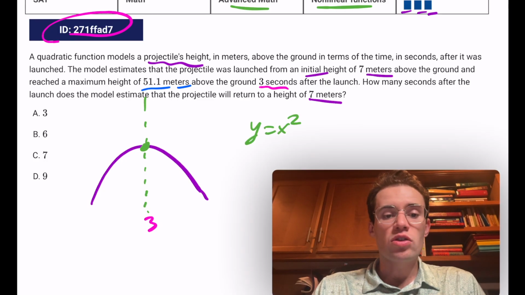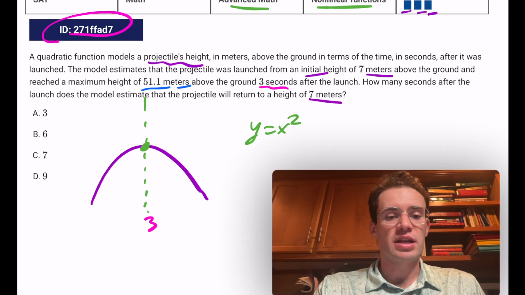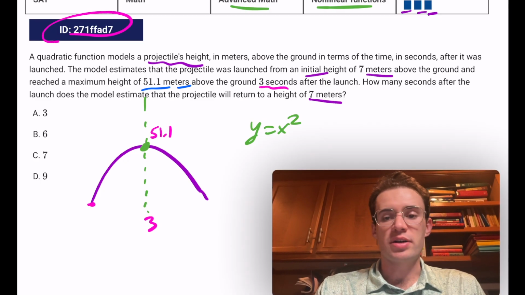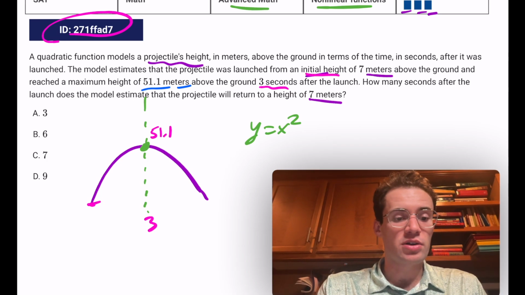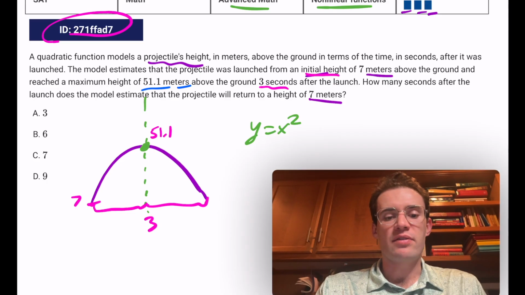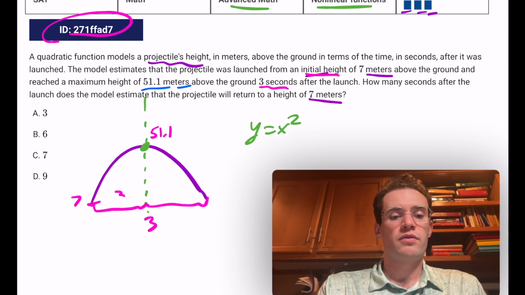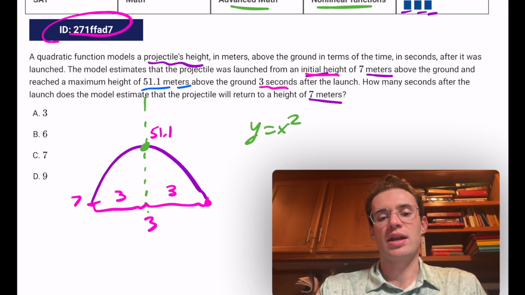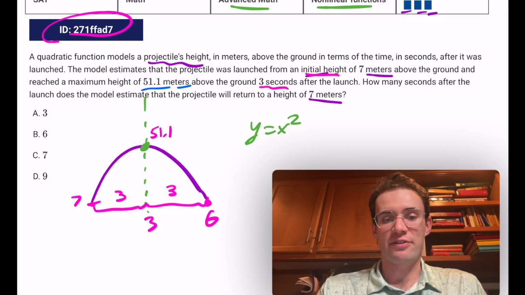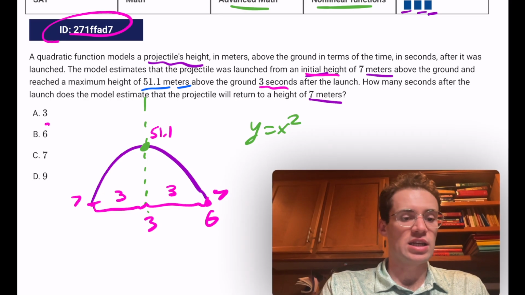that. So we know that at 3 seconds, it reaches that vertex. So it reaches that vertex where the height is 51.1. At 0 seconds, so at the initial time, that's at time 0, it was at 7 meters, which means that the next time it reaches 7 meters will be the same distance away from the vertex in the x direction. So from 0 to 3 is 3. From 3 to this next time that it's going to pass through will be 3 plus 3 is 6. Right, so it'll be 6 seconds after, it will be 7 meters off the ground again. Right, so 6 seconds is our answer here.